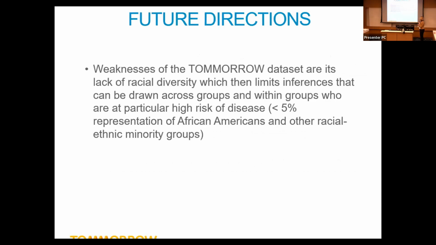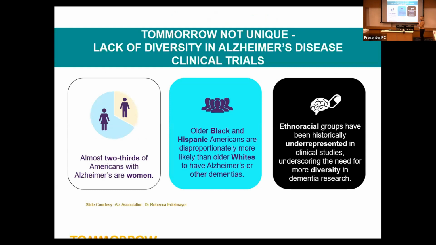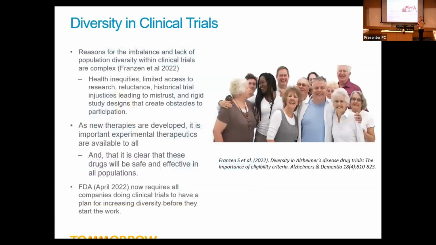The weaknesses, as I pointed out with the Tomorrow data set, are in the representation of the cohort. And as I mentioned, this is not unique to the Tomorrow data. This has been seen across clinical trials. So we see that 2/3 of the population in prevalence are women who are affected by Alzheimer's disease. We see older Black and Hispanics also being more differentially affected, and yet we see that these different ethno-racial groups are less likely to participate for reasons that we all recognize are complex and have been discussed here.